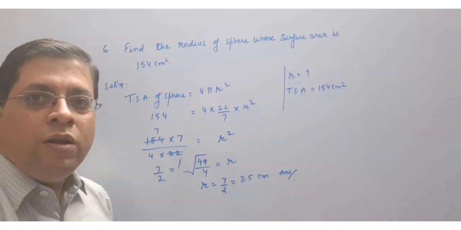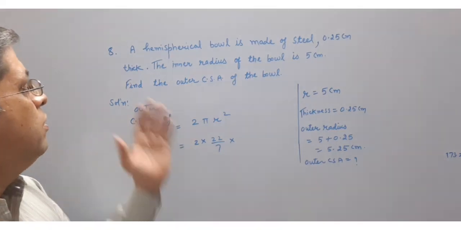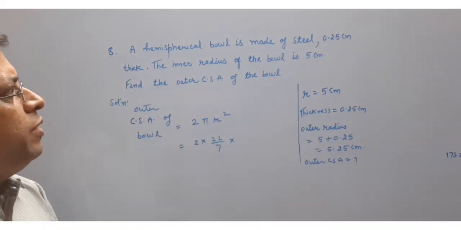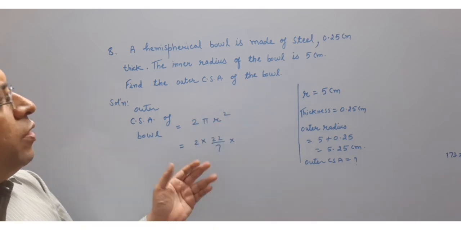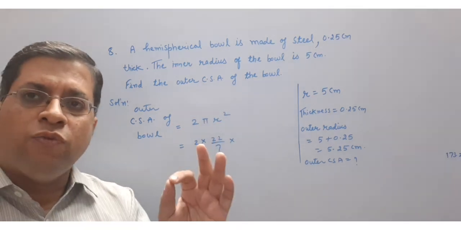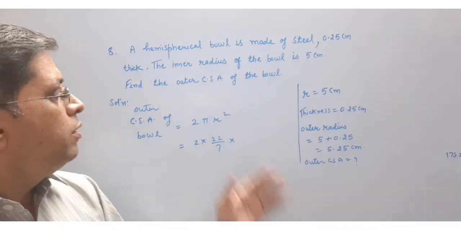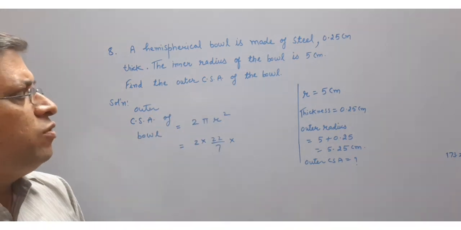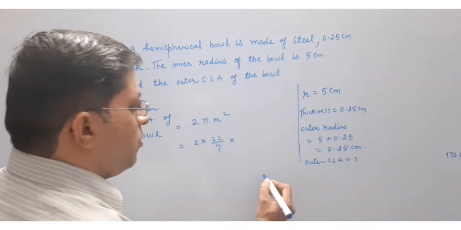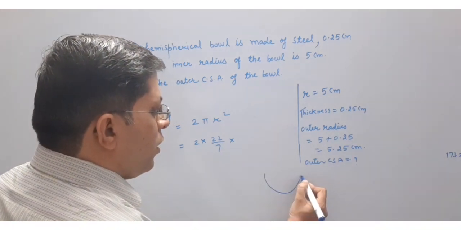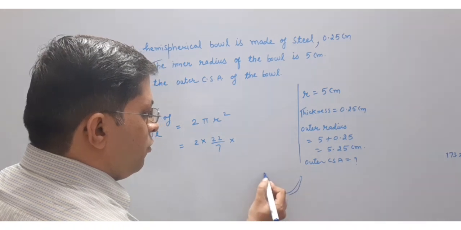And this is your next question. A hemispherical bowl is made of steel 0.25 centimeter thick. The inner radius of the bowl is given to you, 5 centimeter. Okay. Find the outer CSA of the bowl. Thickness is also given to you. Like this is the bowl. Okay. Its thickness is given to you.